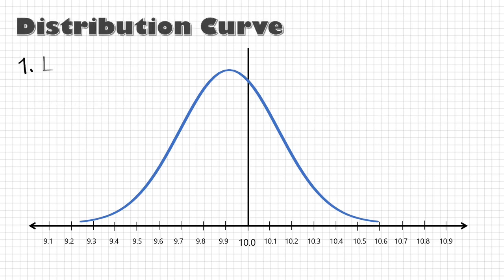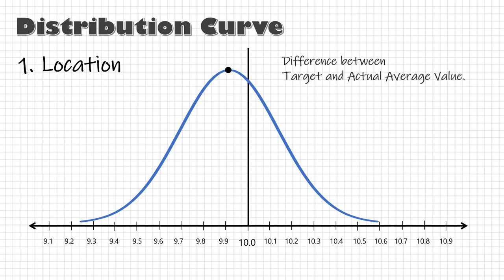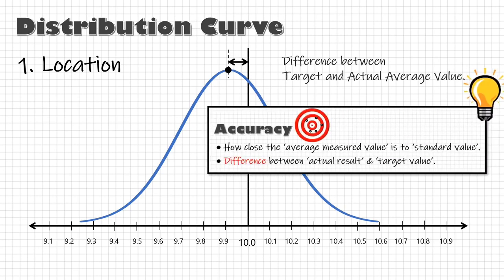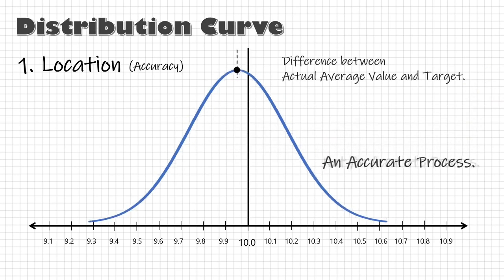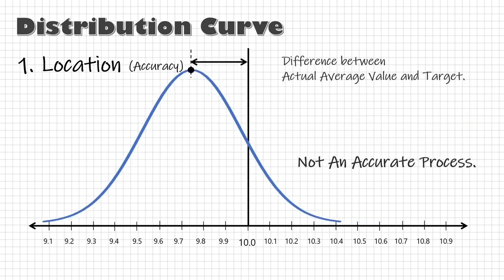First is location, the highest point of the curve. It is the difference between target value and the average measured value. Remember accuracy. Location represents accuracy. So this is an accurate process and this is not an accurate process.